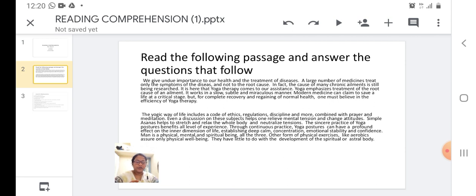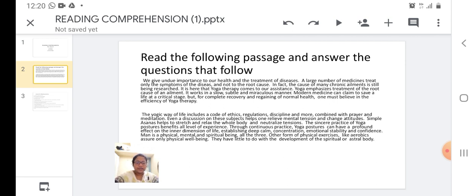So, the first question is, what do most of the medicines treat? So, what's the answer? They treat only the symptoms of the disease and not the root cause. See the second line itself. A large number of medicines treat only the symptoms of the disease and not the root cause. So it's very clear because you've already read the questions, you know what it is.